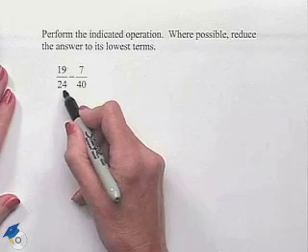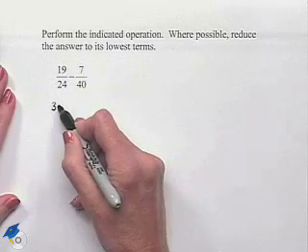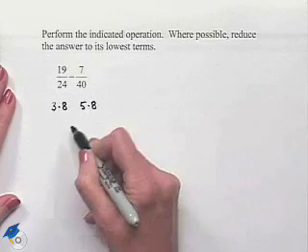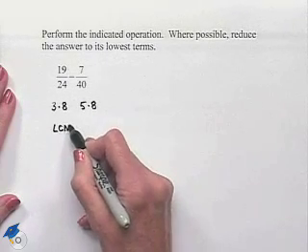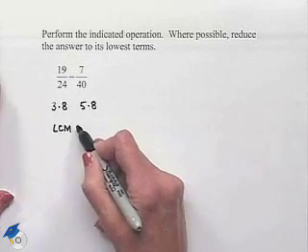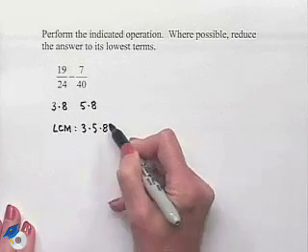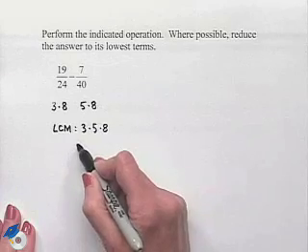To determine that, we can notice that 24 is equal to 3 times 8. 40 is equal to 5 times 8. The least common multiple is to notice that we would have to have the 3 times the 5 times the 8. That would be 40 times 3, or 120.